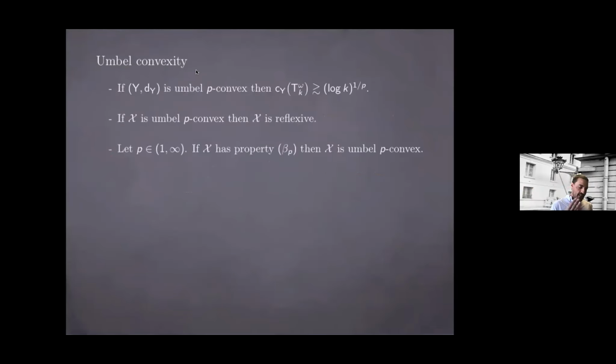And now the main result is the following. So if you have a Banach space that has property beta p, then it will be Umbel p-convex, okay? So it will satisfy this inequality, right? So you can think of this as the analog of the fact that q-uniformly convex Banach spaces have Markov convexity q. They're Markov q-convex, okay? So you can think of this as the analog of this result. So I will explain a little bit how we get this.